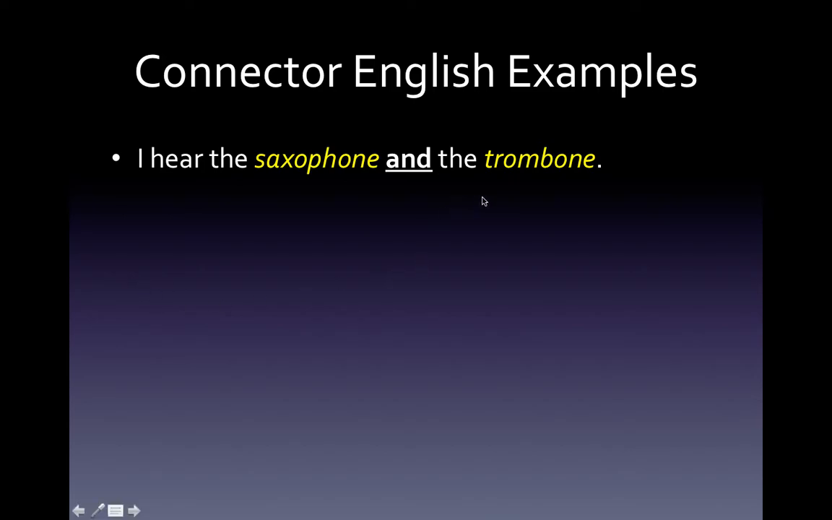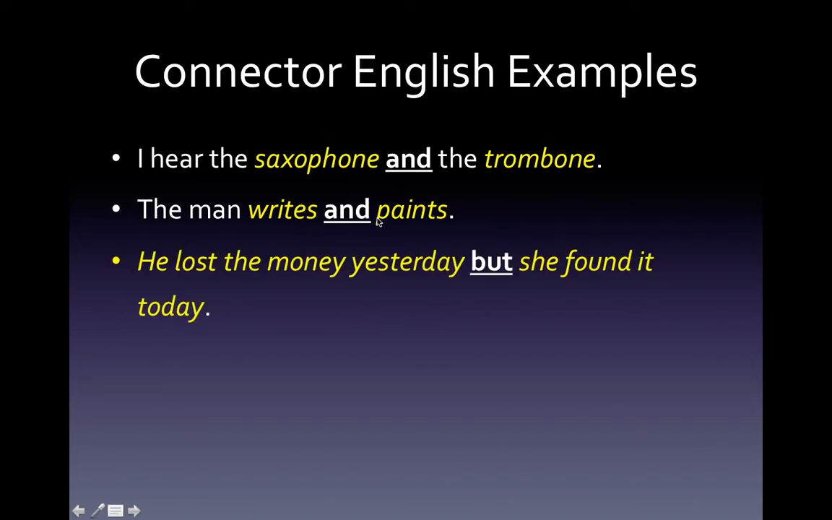All right, so I hear the saxophone and the trombone. And is the connector. This is connecting two direct objects. Those are the two things that we hear. The man writes and paints. These are both verbs, so it's connecting the two verbs.